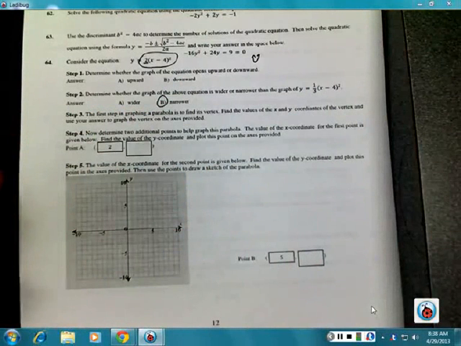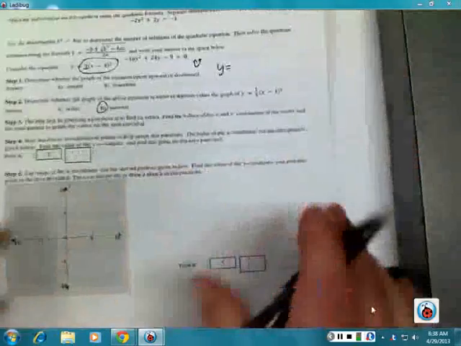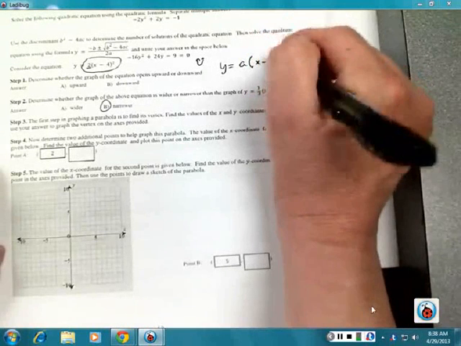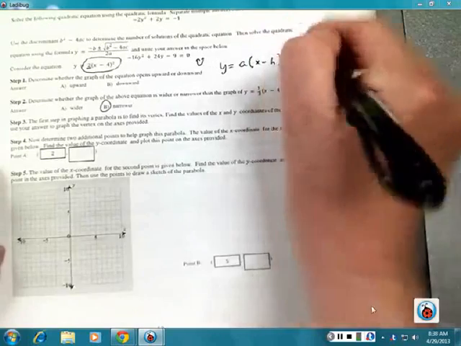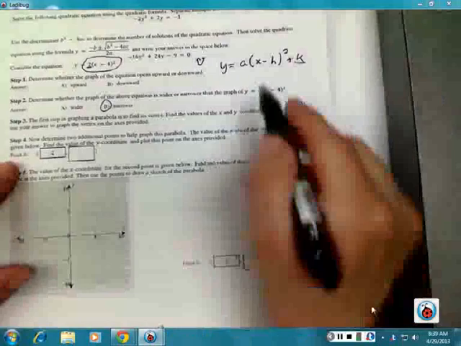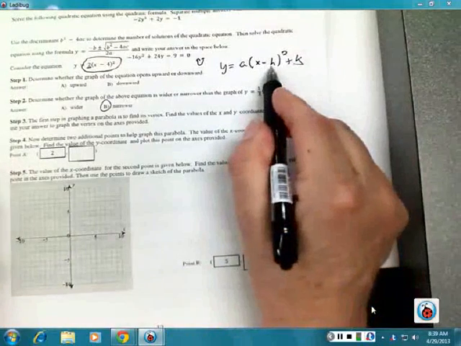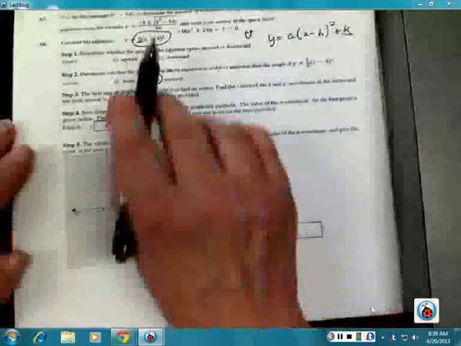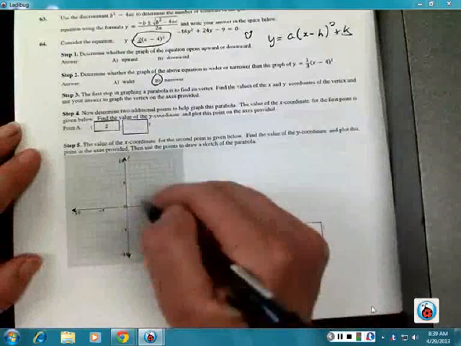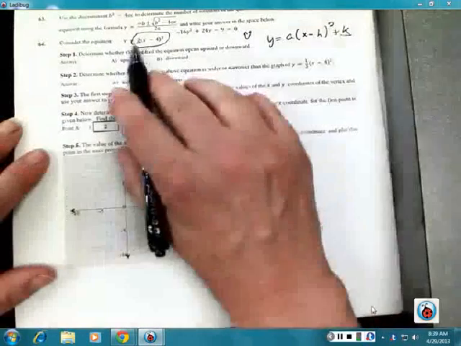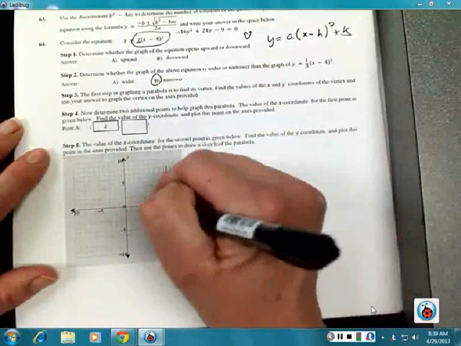Nope. If you went down 4, what you would have needed... let's just go through what we had here. y equals a(x minus h) squared plus k. K tells us the up and down. H tells us to move the opposite of what h is on the x-axis down here. So if I were to graph this, it would tell me I'm over 4 this way.